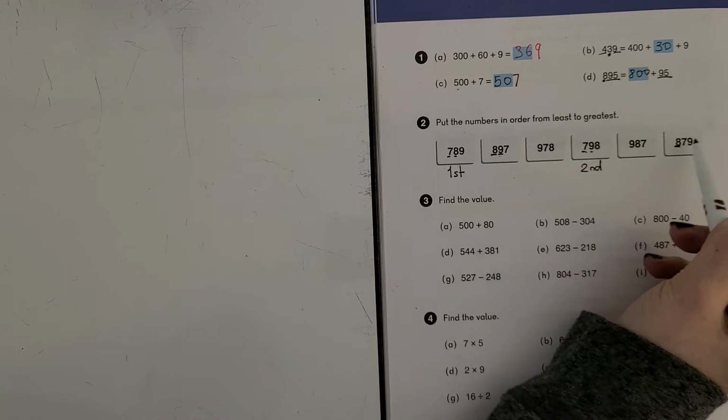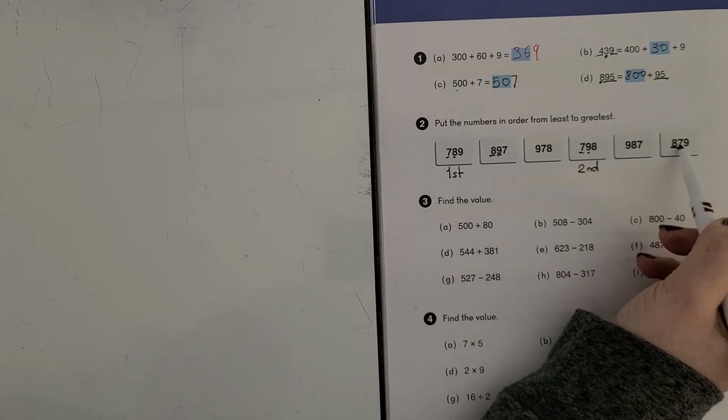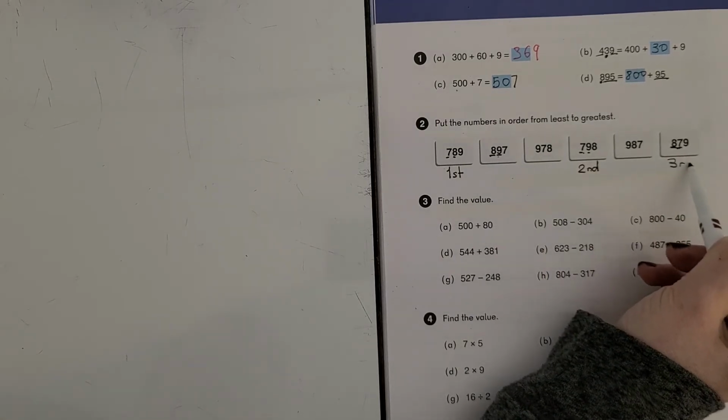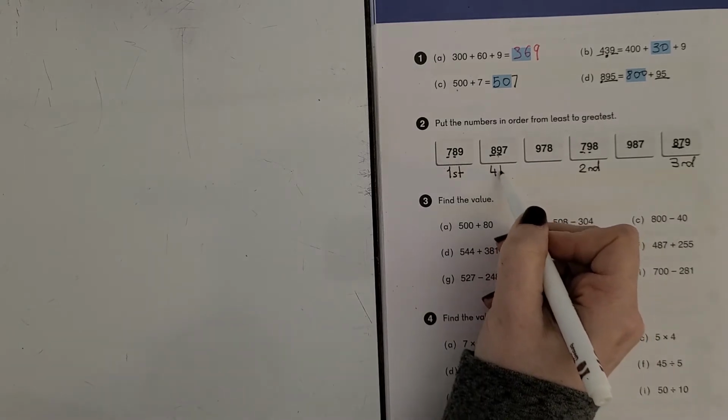This has a 9. This has a 7. 7 is less than 9, so this has to be third. This has to be fourth.